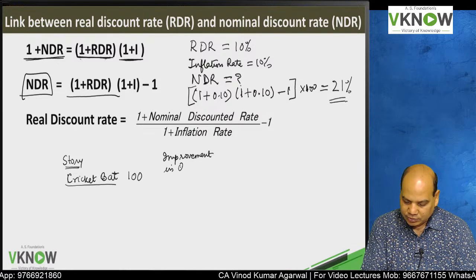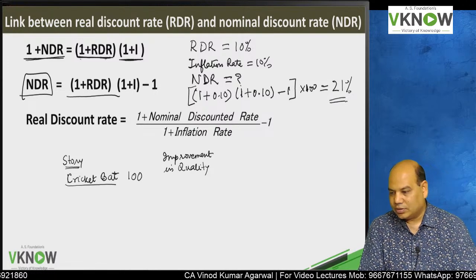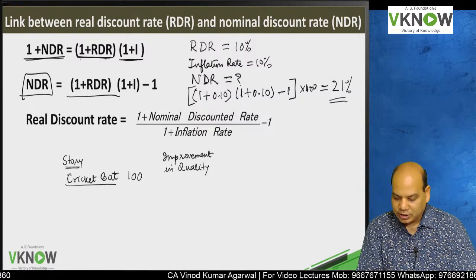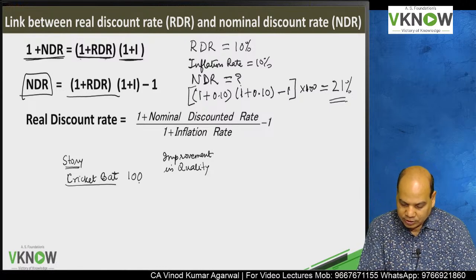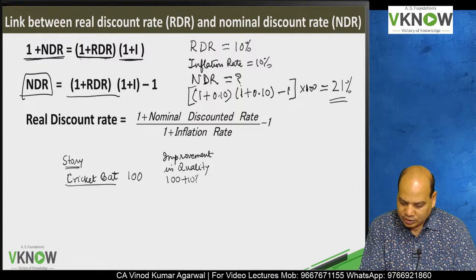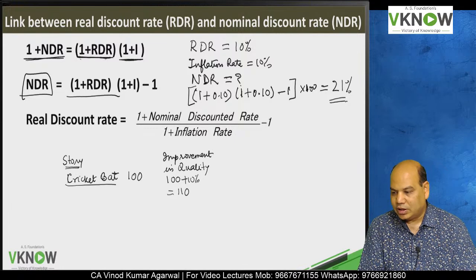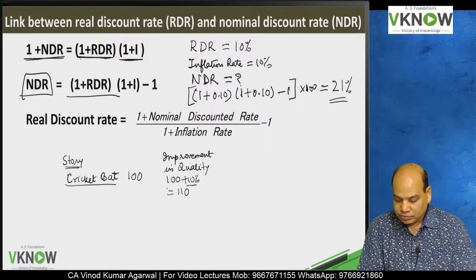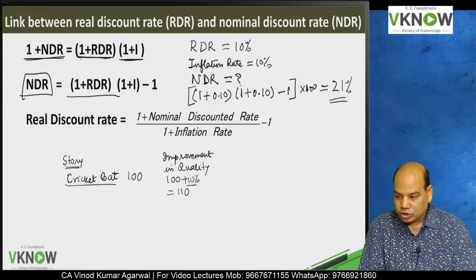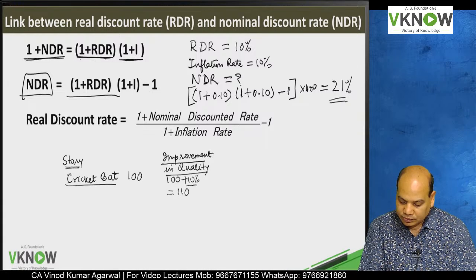Improvement in quality of the cricket bat. There was an improvement in quality of the cricket bat. Because of that, the price of the cricket bat increased by 10%. So it became 110. This 10% is not due to inflation. This 10% is due to improvement in quality.